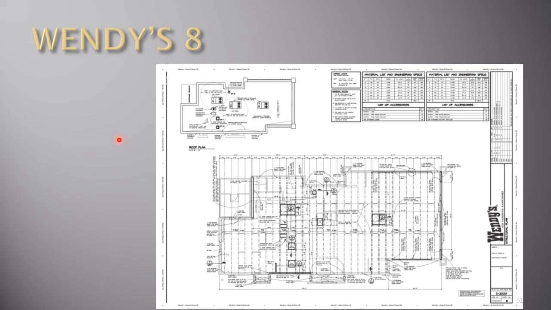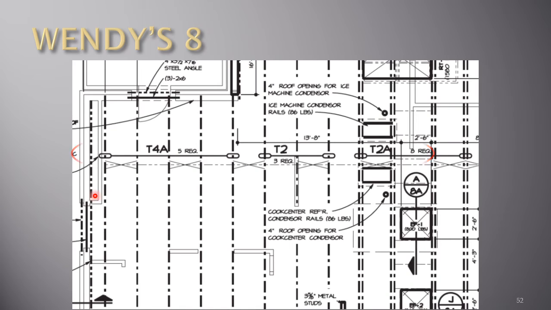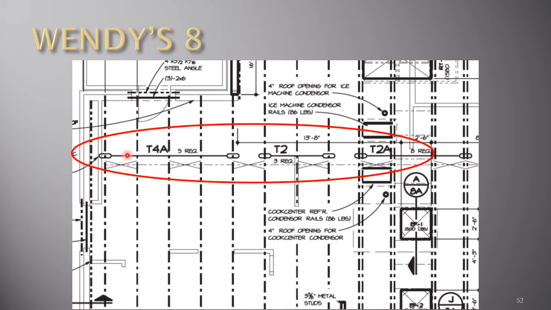Finally, we want to look at sheet 8 of Wendy's. Specifically this area here, which is showing the joists that are used to support the roof. A T4A, a T2, and a T2A. Now, how do we determine what that is asking us? Notice it says 5 are required, 3 are required, 8 are required.